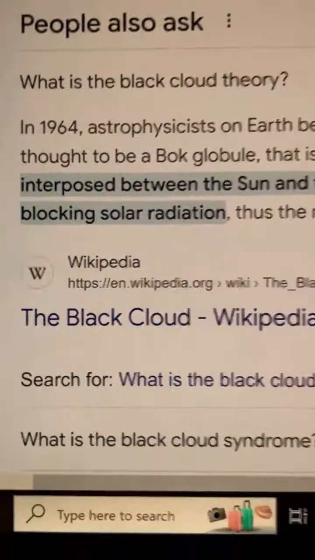Okay, this is an alien species. Here's the black cloud theory. Okay, you want to hear the black cloud theory? Because we're going to hear the black cloud theory. What is the black cloud theory?